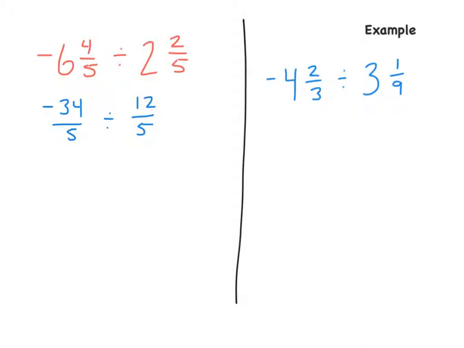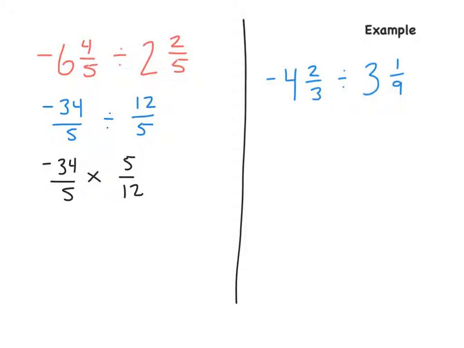Now we need to divide our fractions. Remember, find the reciprocal of the second one and then multiply it. So if we rewrite this, -34/5, and then the reciprocal of 12/5 is 5/12, and you multiply it.